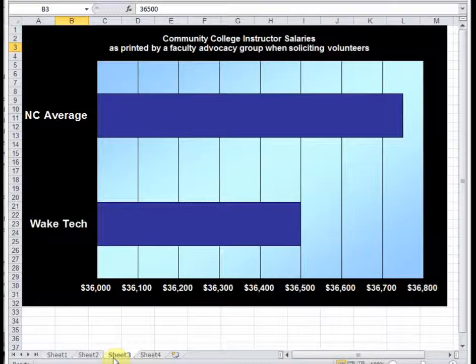But the way this graph is, starting at $36,000 rather than starting at 0, it blows it way out of proportion. It would be much better to have the graph start at 0, and then those 2 bars would look much more similar to represent that they're only $250 apart, rather than having it zoomed in and really changing the scale of the axis.